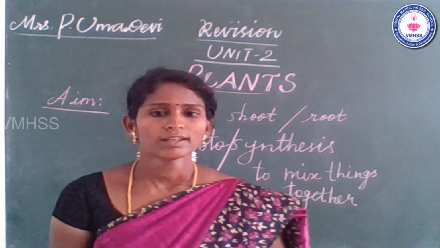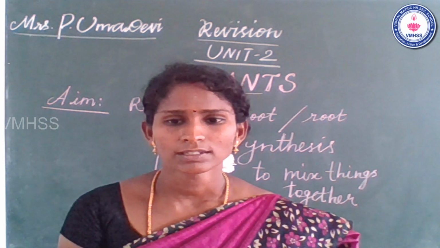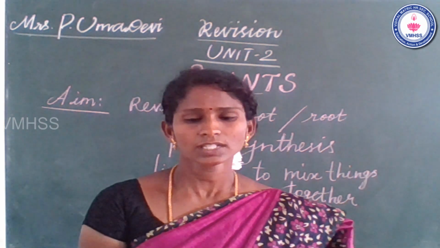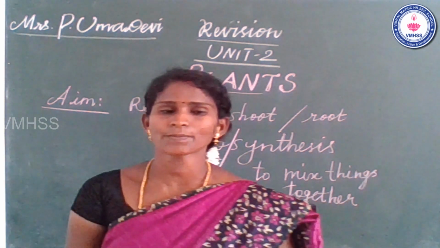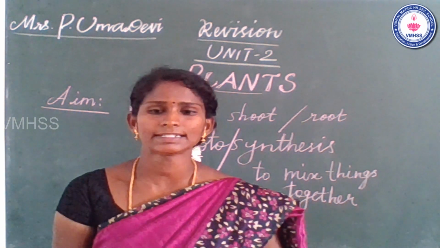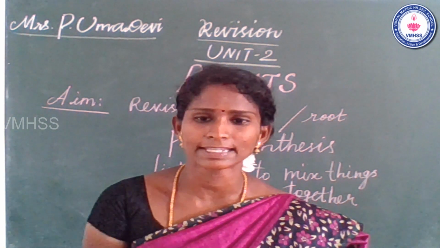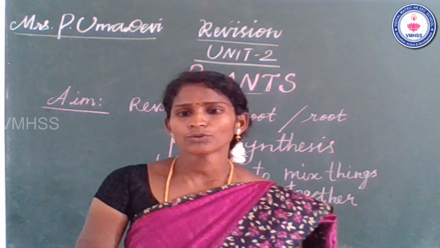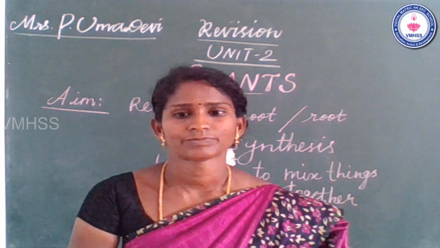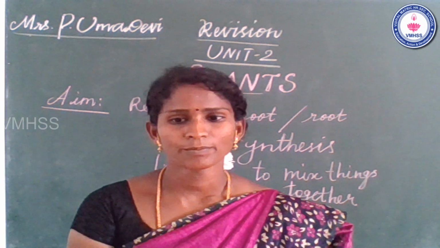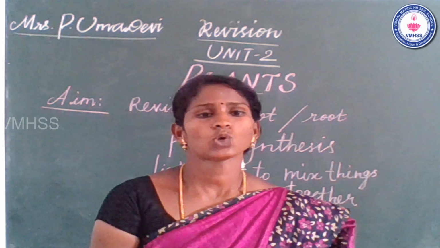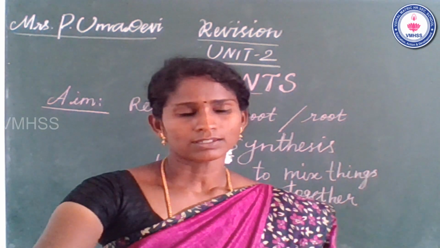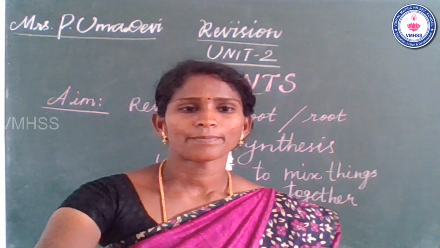Question number 4. Which part of a plant can be called its kitchen and why? Students, which part is called the kitchen of a plant? You already learned. Yes, very good. Leaves are called the kitchen of a plant because this is where the food for plants is made. So, the leaf part only makes the food. So, the plant's leaves are called the kitchen of a plant. Okay.